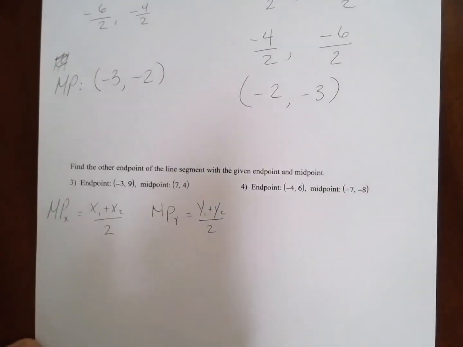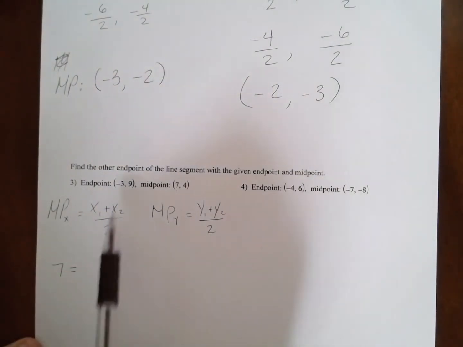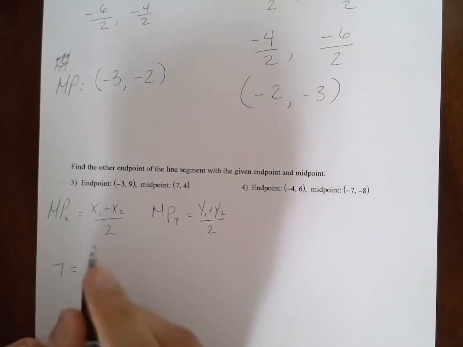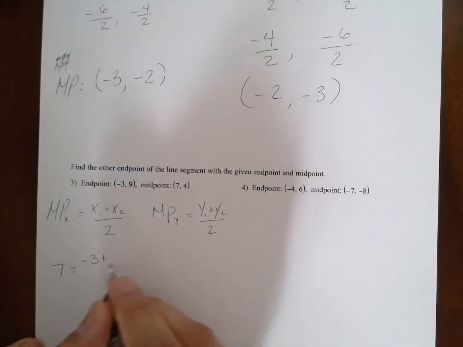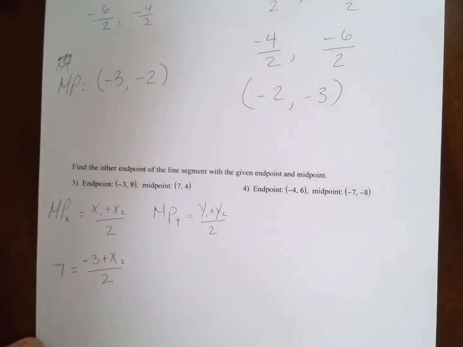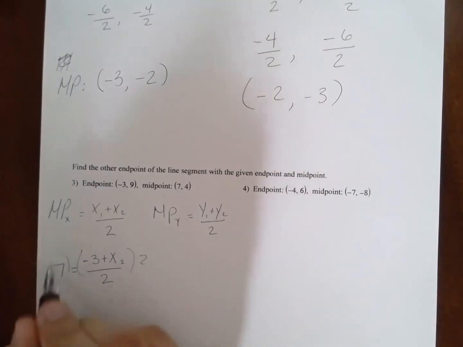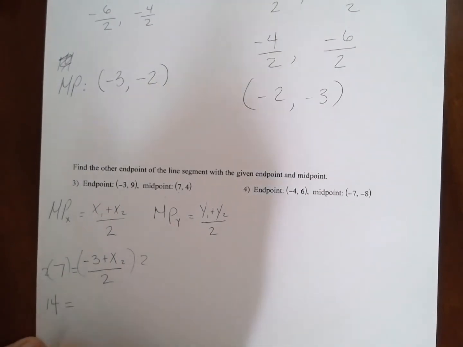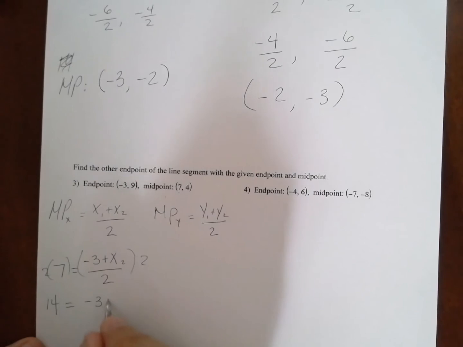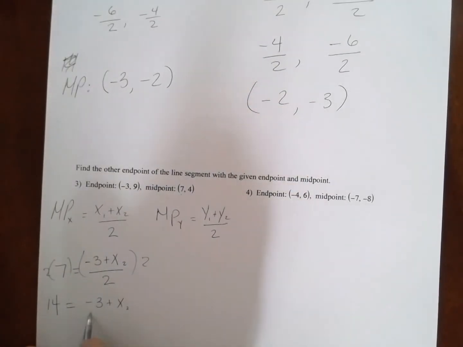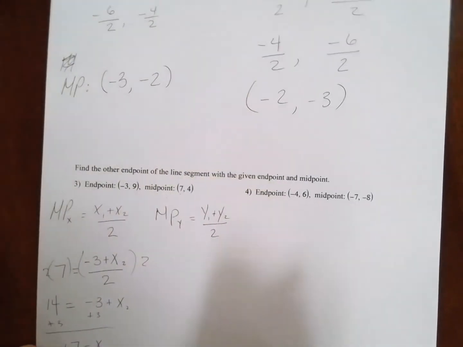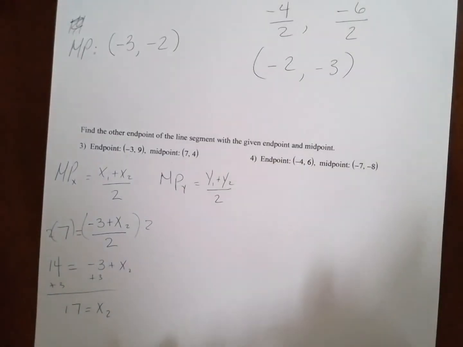Well, I know the midpoint for x. What is the midpoint for x? It's 7. So 7 equals, well, what about the x's here? Well, x1 could be negative 3 plus, I don't know what the other x is, and I divide that by 2. In order to solve this equation, I just multiply both sides by 2. So I'll get 14 equals negative 3 plus x2. And then I can add 3 to both sides, and I'll get 17 equals x2. So my x coordinate here is going to be 17.